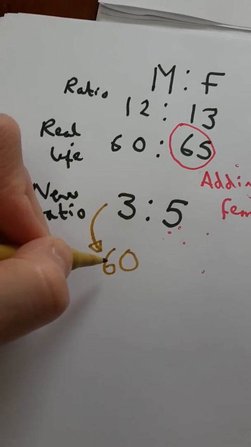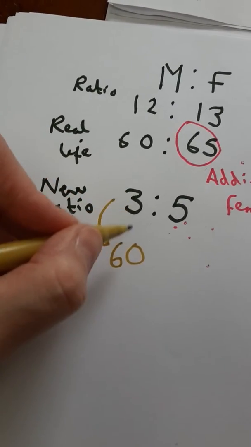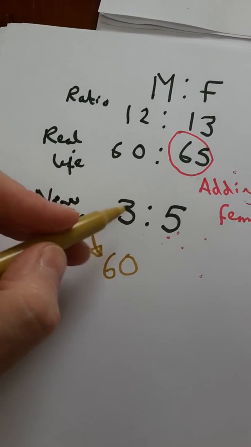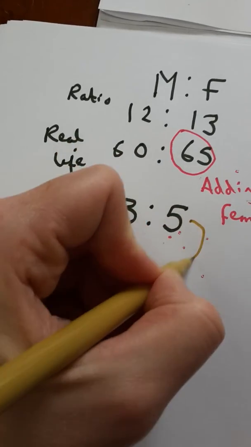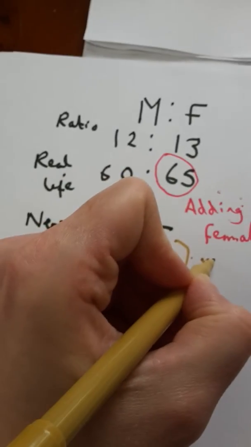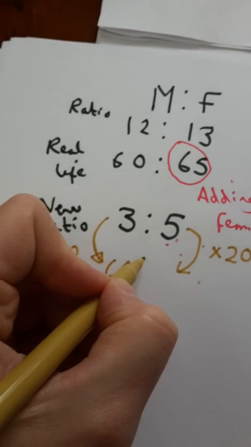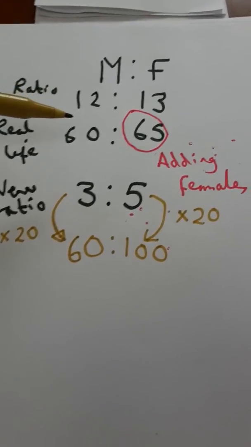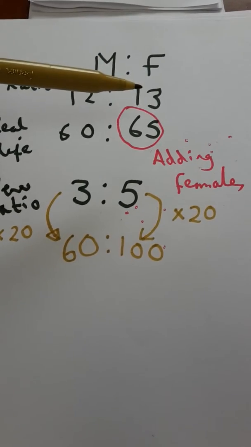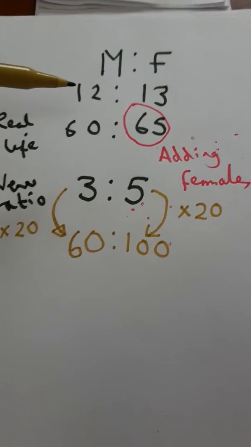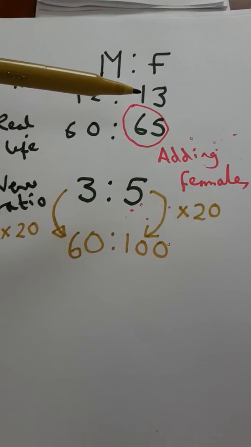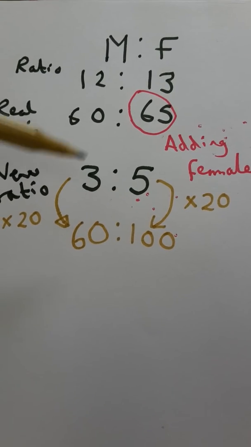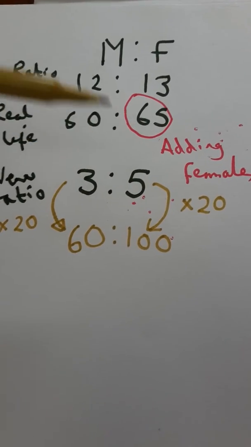How many 3's go into 6? That's 2. So that means that we have 20 times this ratio. I'm going to then treat the other side of the ratio in exactly the same way, which gives me 60 to 100. So at the moment, we have a ratio of 12 to 13. So for every 12 men at the party, we have 13 women. But we need a ratio of 3 to 5. So for every 3 men, there should be 5 women at the party.